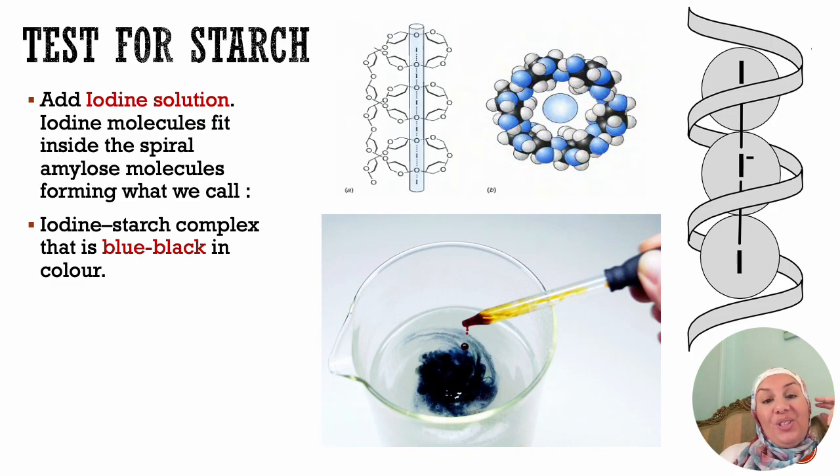When we test for starch, we test using iodine solution. You must have heard about that when you were studying O-level. Iodine can fit exactly in the space inside the coil in amylose. So when that happens, a complex is made, which we call the iodine-starch complex, and it has a color. We see it as blue-black. Okay, so this is how it looks. You can note here that the reddish-brown iodine is not reddish-brown anymore because it has reacted with the starch, and down there it looks blue-black.